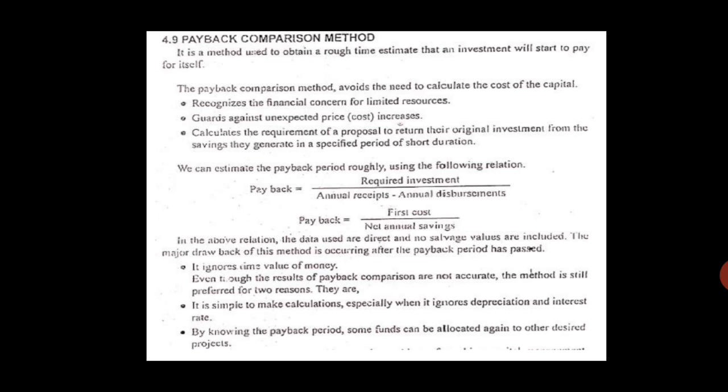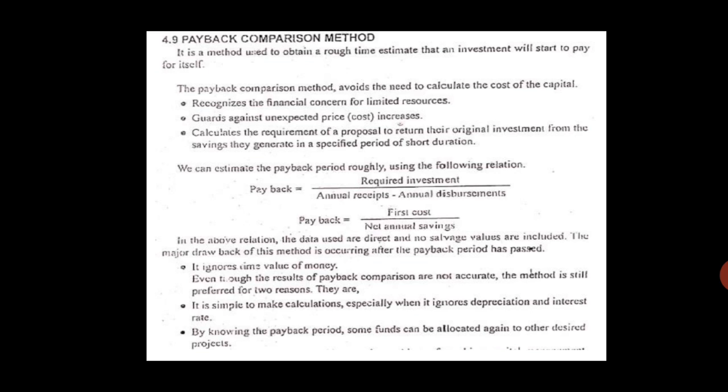But the method is preferred only because it is very simple to calculate. I gave the example of a taxi for 5 lakh rupees: annual receipt is 2 lakh, disbursement is 1 lakh, so net savings is 1 lakh. So the payback period is 5 lakhs divided by 1 lakh, that is 5 years. Simple. So it is simple to make the calculation.